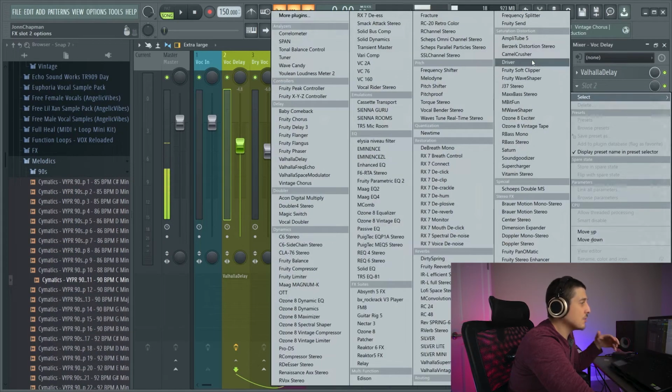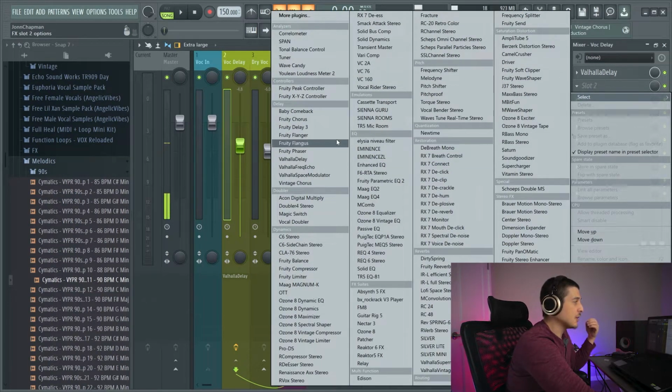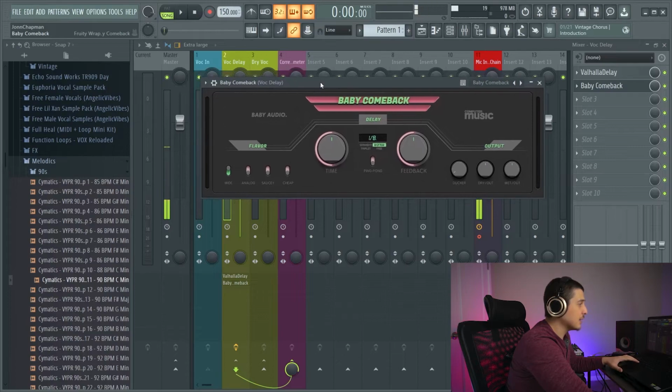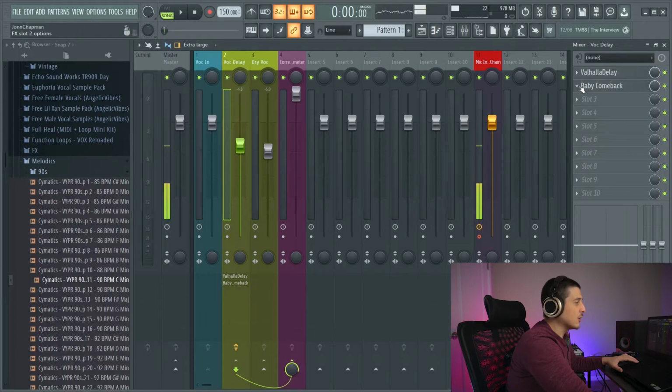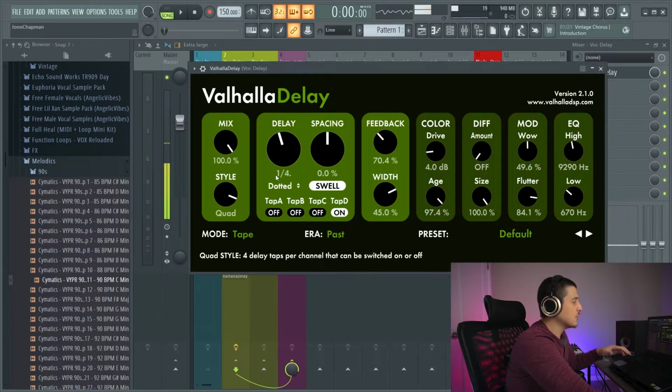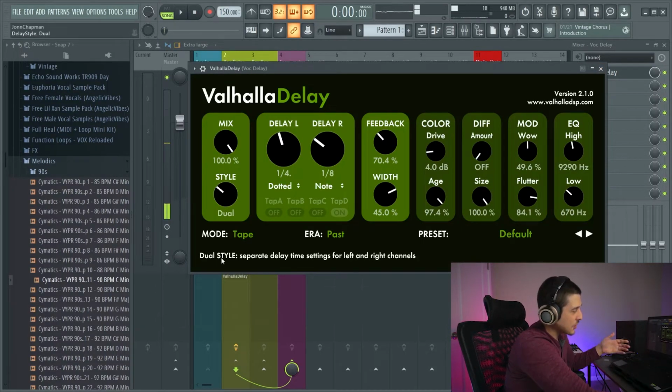And generally, you're going to see different models in every single different type of delay. Here we have dotted, straight, triplet, and free. These are just the different timing options. And besides that, we have a ping pong, and that's it, either on or off. And every delay you go to will have some kind of variance of the same stuff.